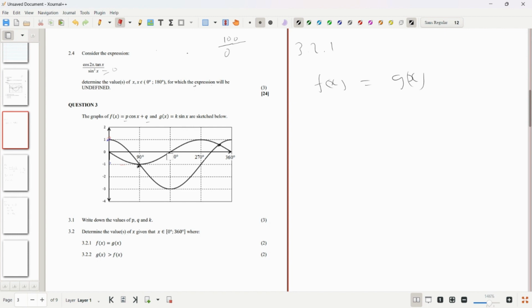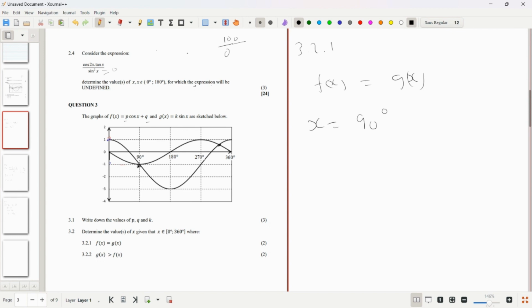But in this case, they didn't ask us to solve. We just need to determine the values. And for you to solve this, it will be something like 8 marks. So just to give you a clue and not to waste your time, if they tell you to determine, you just need to look at the points here, and then give the x values, right? So the first x value has to be 90 degrees. Here at 90 degrees, where x is equal to 90 degrees, the two graphs are equal, right?